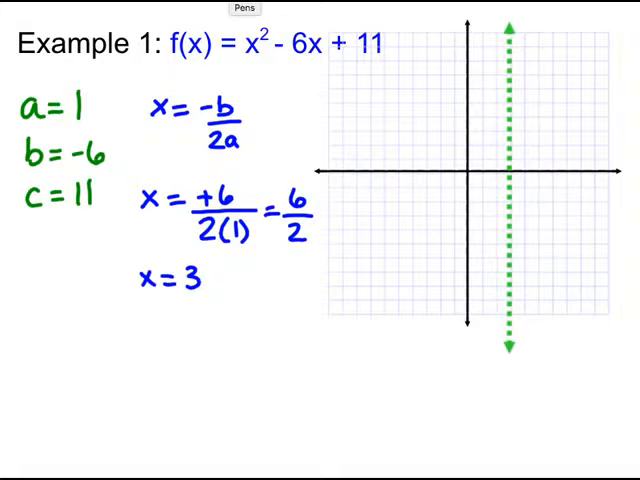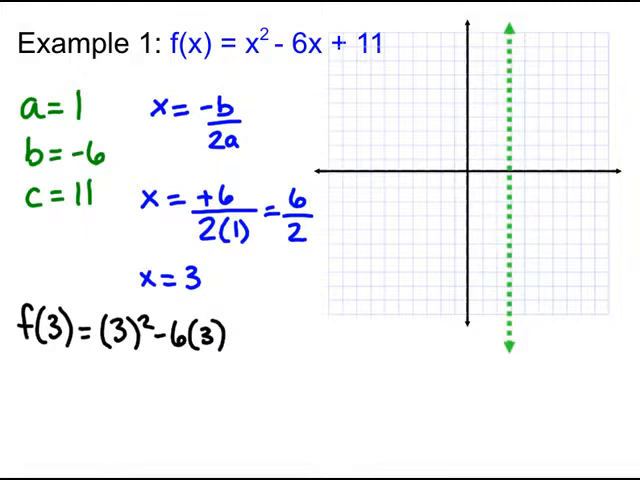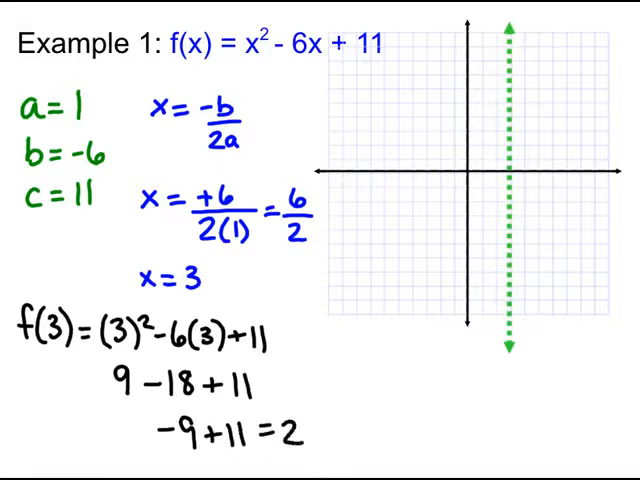Once I have my axis of symmetry at x equals 3, I'm going to take my function f of x and put a 3 in. So it's going to become 3 squared minus 6 times 3 plus 11. 3 squared is 9. 6 times 3 is 18, plus 11. 9 minus 18 is negative 9, plus 11 is positive 2. So my vertex is at 3, 2.